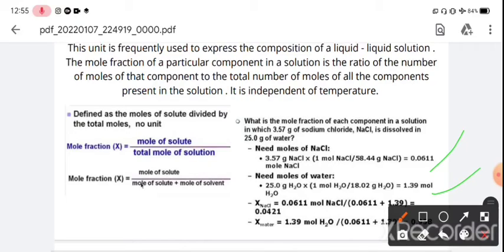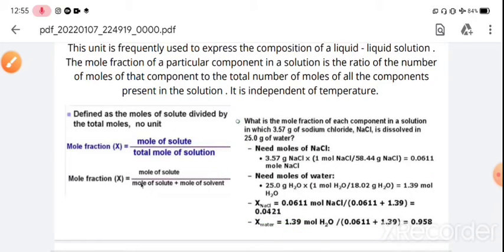Now to find the mole fraction of NaCl, we take the moles of solute, that is NaCl, and the total moles of solution. We have to add up both the quantities, 0.0611 and 1.39, and finally you will get this quantity, that is 0.421. Okay, and to find the mole fraction of water, the same process is applied here, and you will get 0.958.